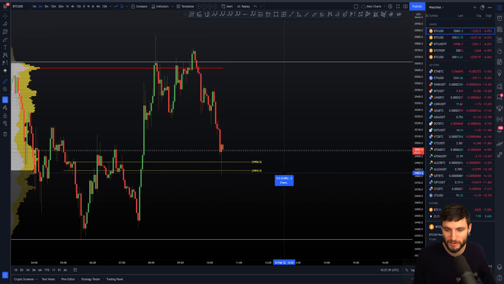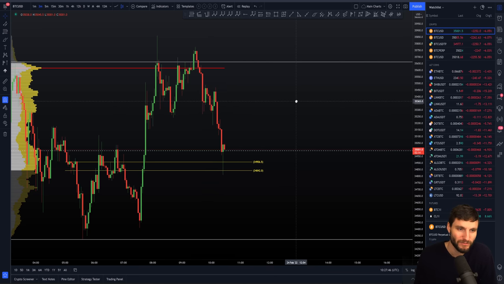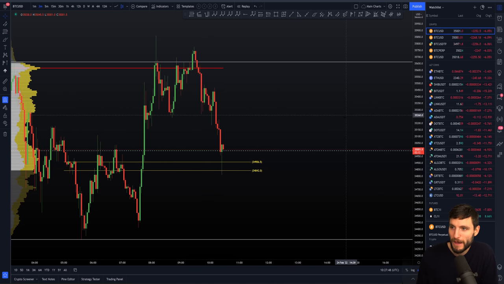I mean, yes, it has bounced 0.62%, which, if you got in on that, extremely well done. But for me, this is not really a scalp trade that I would take.